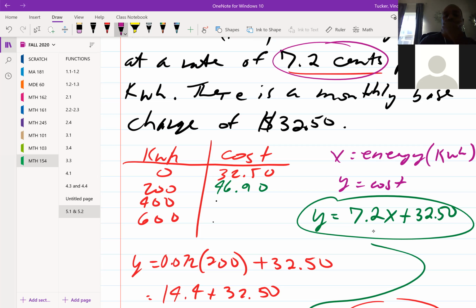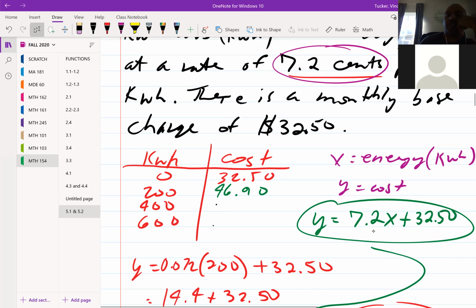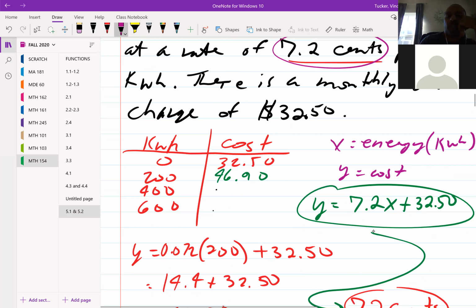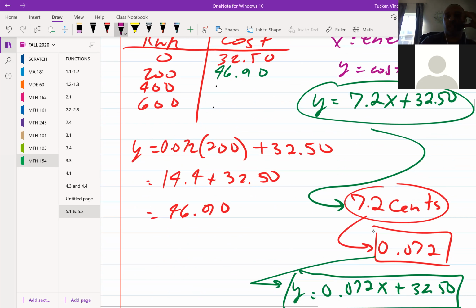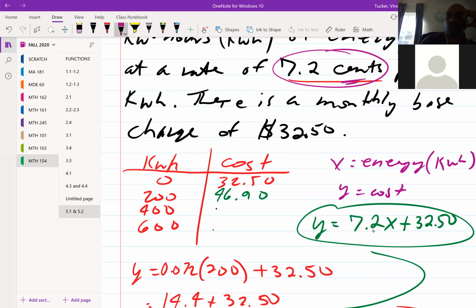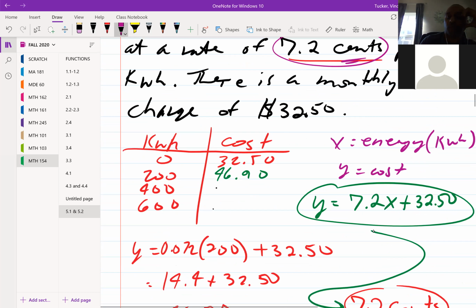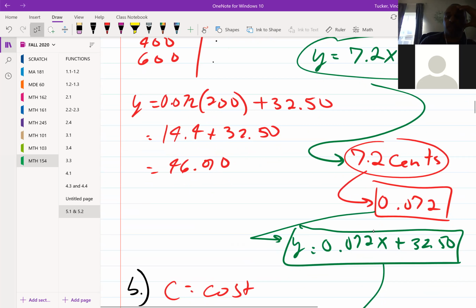All right. So now we have to be careful here with the wording. Notice it says 7.2 cents and not just 7.2. So you're talking about 7.2 cents. That's actually going to be 0.072 when you're talking in comparison to dollars. We have to move it 2 places to the left because of it being in cents. So just be careful with the wording. So my actual equation is going to be y = 0.072x + 32.5.